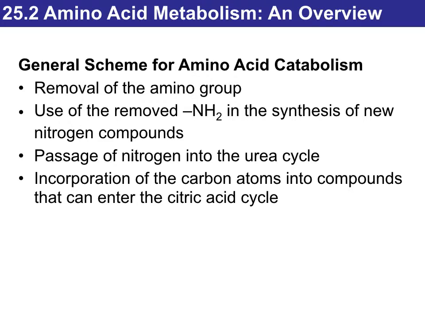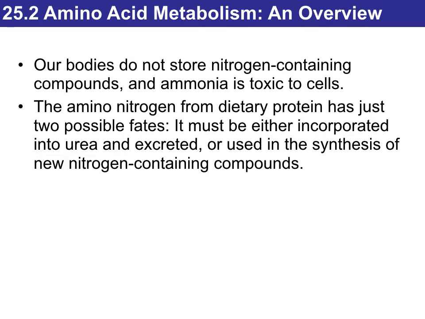So looking here, the catabolism or breaking down of amino acids starts with the removal of the amino group. Once the NH2 is removed, it's going to go into either synthesis of new nitrogen compounds, and we're going to look at those and the way nitrogen can get into the urea cycle, or incorporation of the carbon atom into compounds that can sometimes help to increase the amount of energy through the citric acid cycle. Our bodies do not store nitrogen-containing compounds, and ammonia, NH3, is highly toxic.